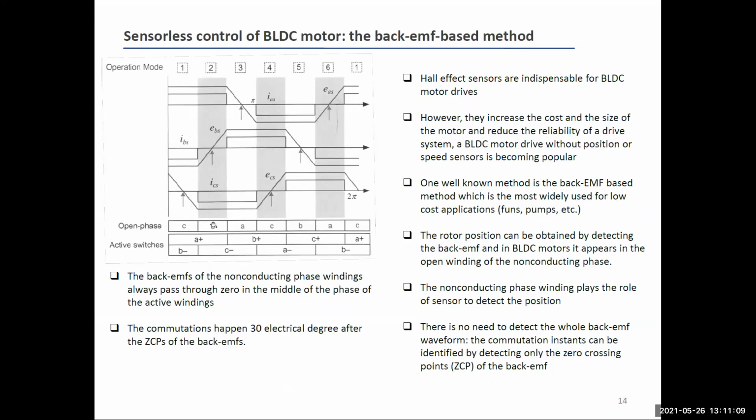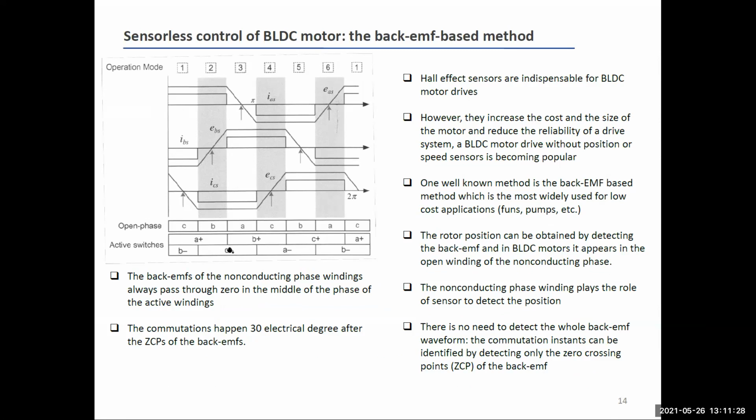Here, B is left open in the operating mode. Look at the back EMF of the operating mode of B, which is in the mid drawing here. Then you have, let's say, another crossing point, and 30 electrical degrees after this crossing point, you have to change operating mode.